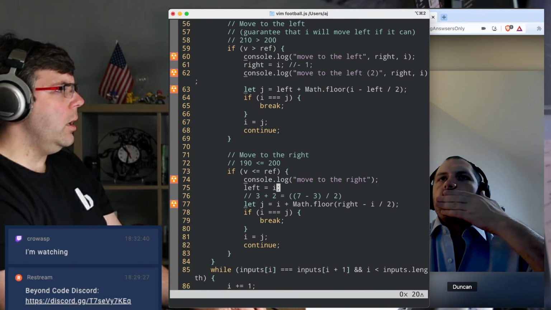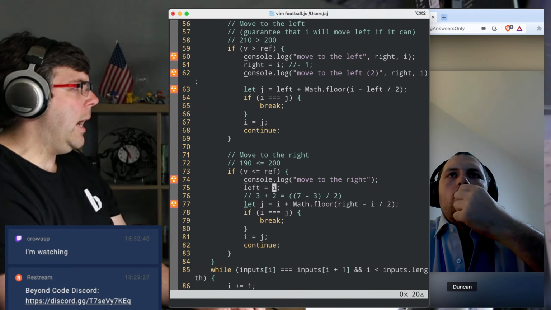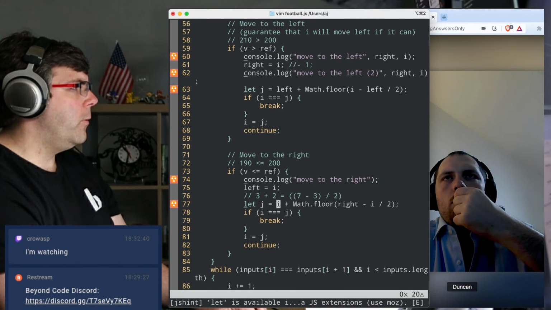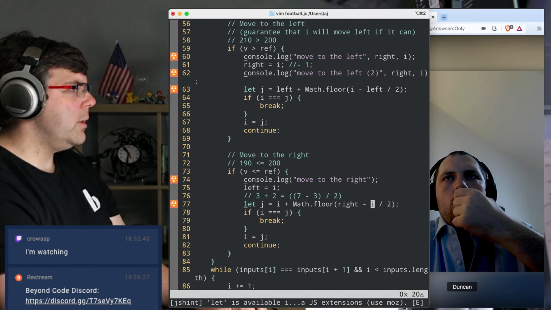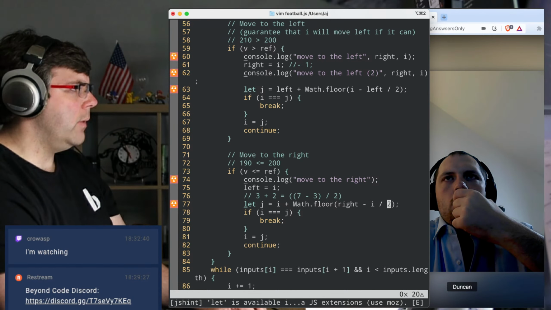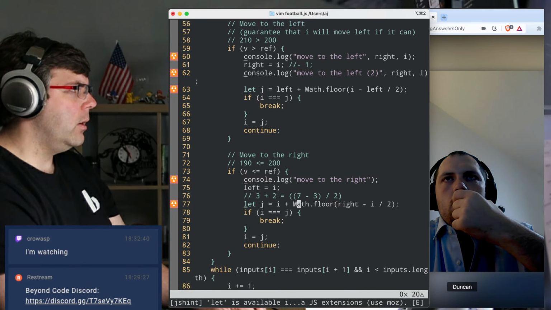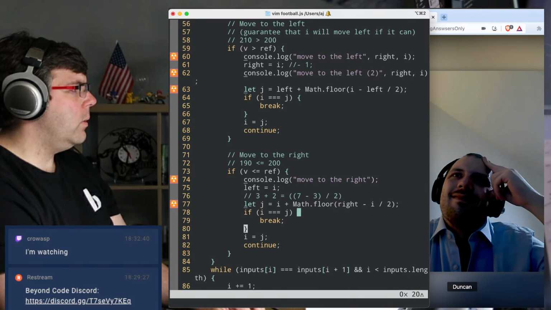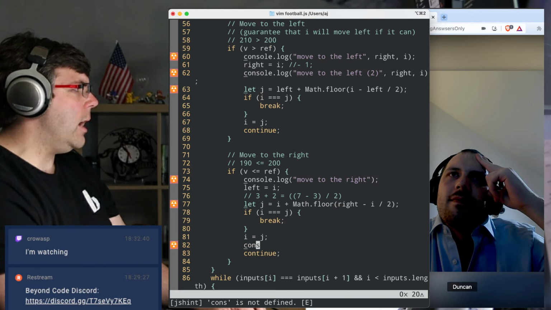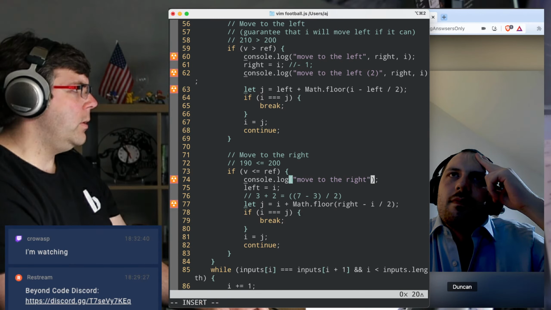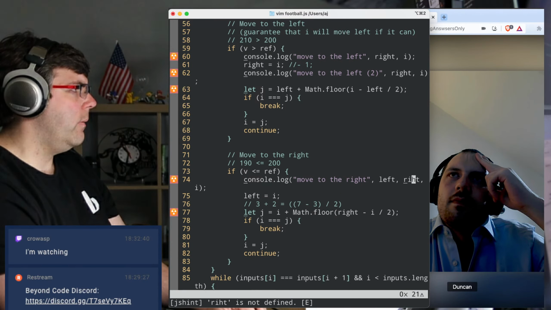So at this juncture, I is equal to 4 and right is equal to 7. So 7 minus 4 is 3. Divided by 2 gives us 1.5. Floored gives us 1. 4 plus 1 would give us 5. So this should be 5. So sanity check, let's do left, right, I.